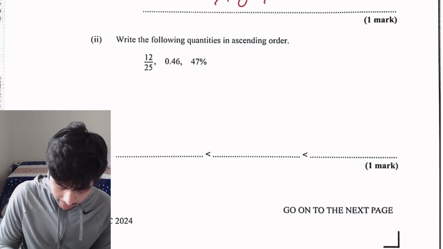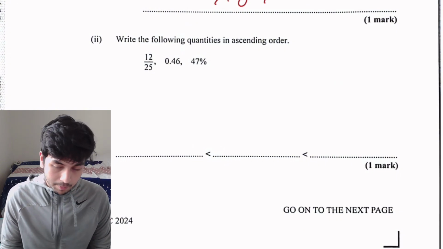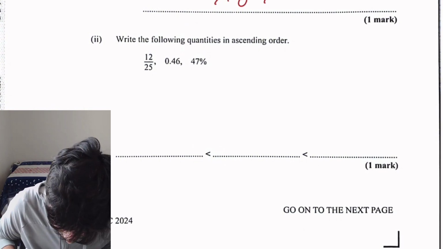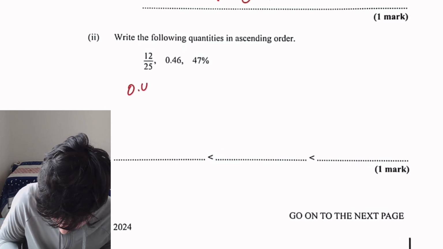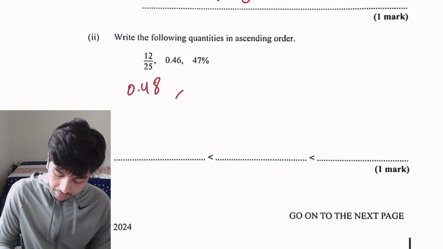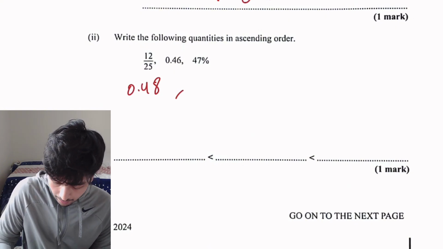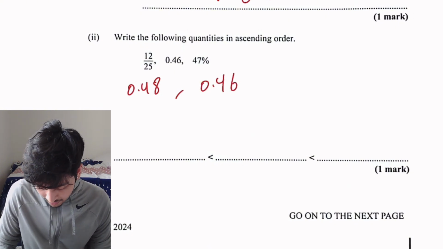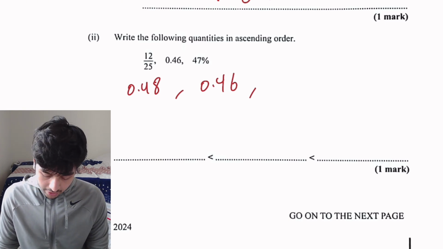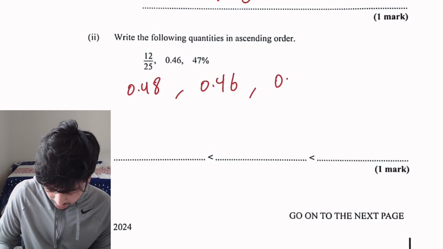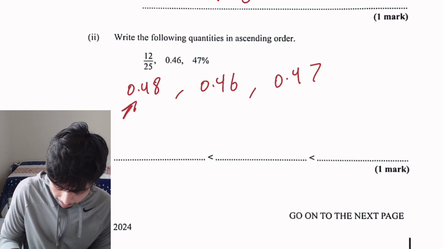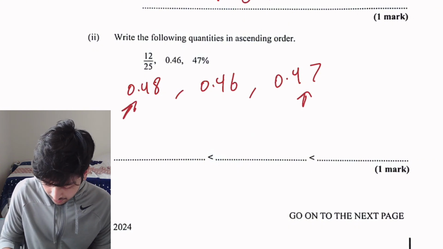So 12 divided by 25, you could go into your calculator and put it in, or mentally you could just look at it and you'll see that 0.48 is the decimal. Then we have 0.46. That one doesn't need to be converted because it's already in decimal form. And then 47%, that's 47 out of 100, that's 0.47. So as we can see, this is the biggest one. Then this is in the middle, this is the smallest.